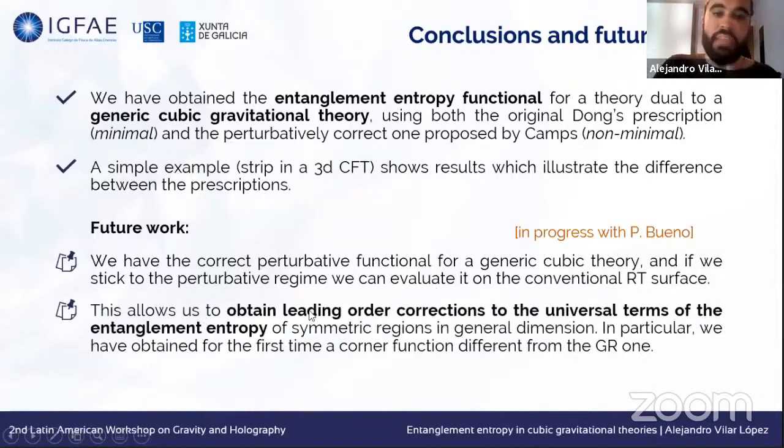Once you have this, what you can do is obtain leading order corrections to universal terms of entanglement entropy in symmetric regions, in general dimensions. For example, you could consider a ball in the CFT or some other shapes and compute the leading order corrections to the universal terms of entanglement entropy. This is interesting because some of these universal terms have an interpretation in terms of other quantities in the CFT, for example, central charges, and some others don't. So you get a lot of information about the CFT this way, okay? In particular, we obtain this way, for the first time, a corner function different from the GR one. The corner function is basically the universal term when you consider a corner in a three-dimensional field theory. This is interesting because no corner function different from the GR one was known up until now.